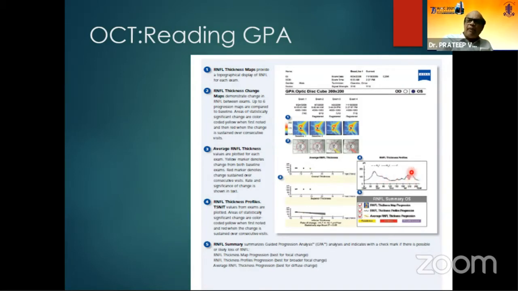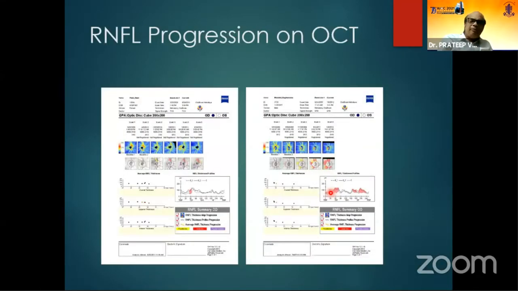And when it is compared, then again, it shows how much deviation or asymmetry is there between the right and the left eye. So it does give a beautiful progression analysis as well, which you can compare with the GPA of the perimetry. This is the two example, you can see that there is a significant progression over a period of time, and you can see how much is the asymmetry between the right and the left eye.